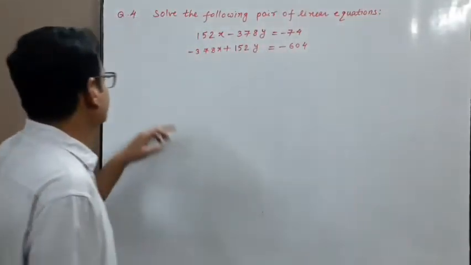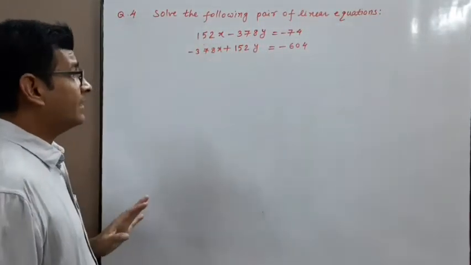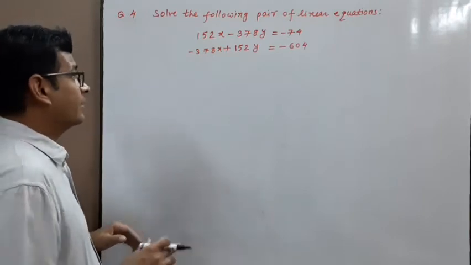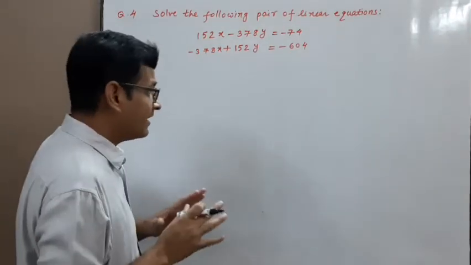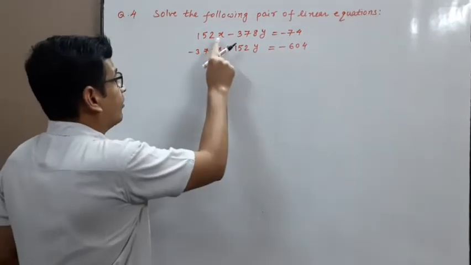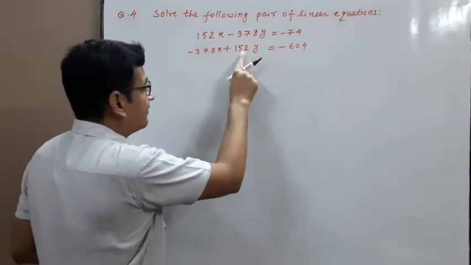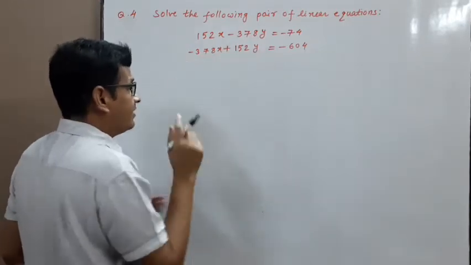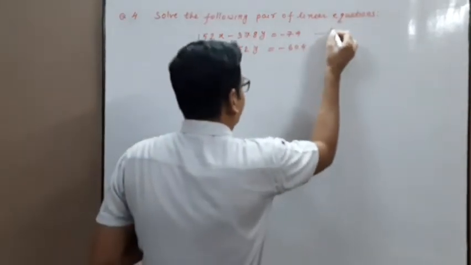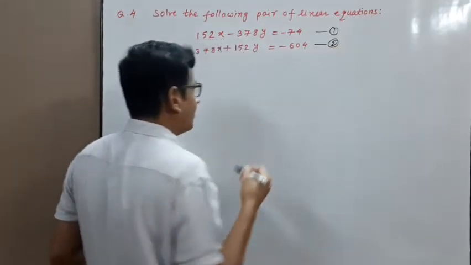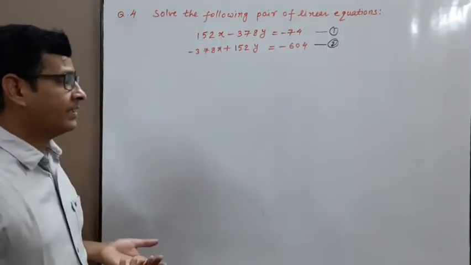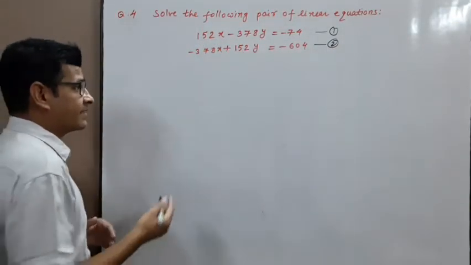Next problem. Solve the following pair of linear equations. Coefficients of x and y are very large, and just see: the coefficient of x in this equation is the same as the coefficient of y in that equation. Just see, cross. In such type of equations, add equation 1 and 2 and subtract equation 2 from 1 and get two new equations.